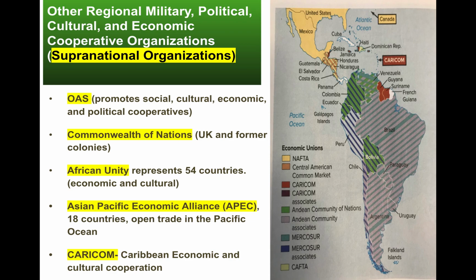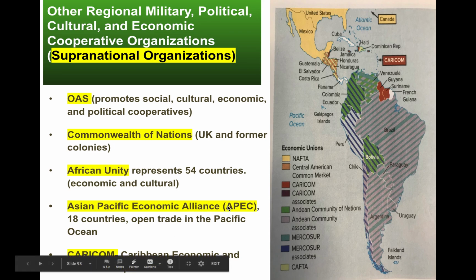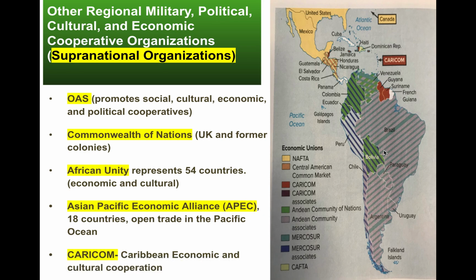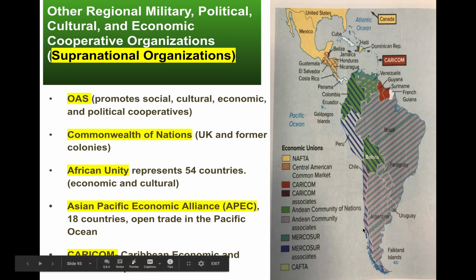Then you have APEC, which is the Asia-Pacific Economic Cooperation. This is the largest economic alliance in Asia. It's 18 countries that open up trading borders and movement of trade and natural resources amongst Asian countries. And then you have CARICOM, which you can see on the right here. CARICOM is Caribbean economic and cultural cooperation, I'm sorry, of the Caribbean Ocean. You can see others that are formed here within Brazil as supranational organizations.